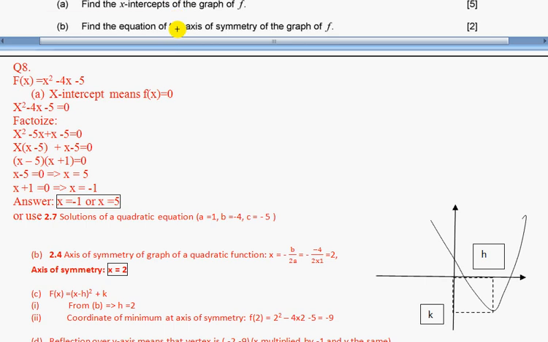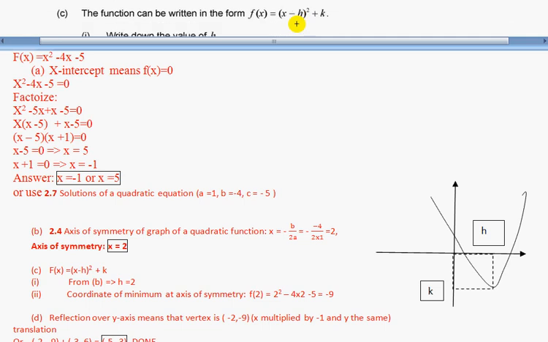Question B. Find the equation of the axis of symmetry of the graph of h. So again, in the booklet we have 2.4, the axis of symmetry of a quadratic function is given by x equals minus b over 2a, so minus 4 over 2, minus minus gives us 2, so it is at x equals 2.